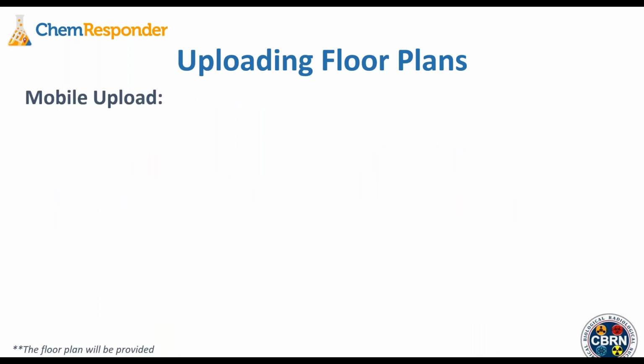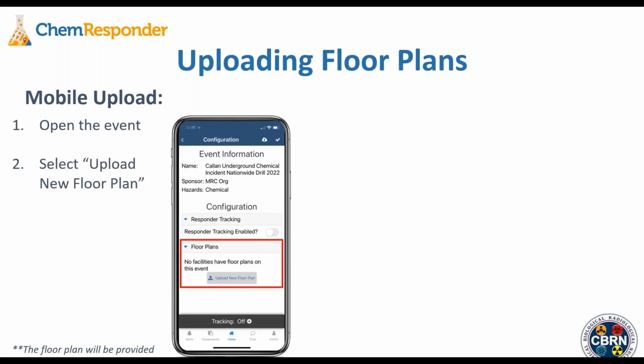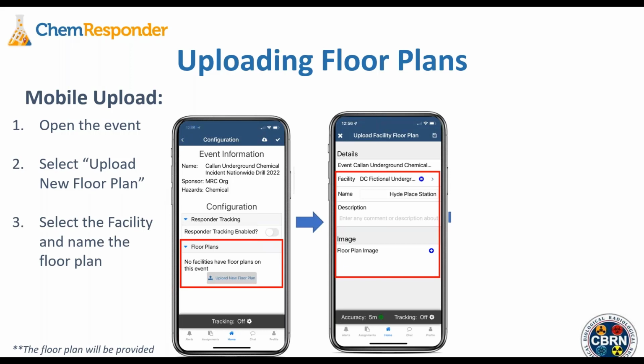Taking a look specifically at mobile uploads, you're first going to want to locate and open the event on your mobile device, and you should see upload new floor plan button under the floor plans tab. Once you click that, you will be able to select the specific facility you're associating it with. So this will be the facility that you created in the previous steps. You will need to provide a name for the floor plan, and you can add an optional description if you would like.